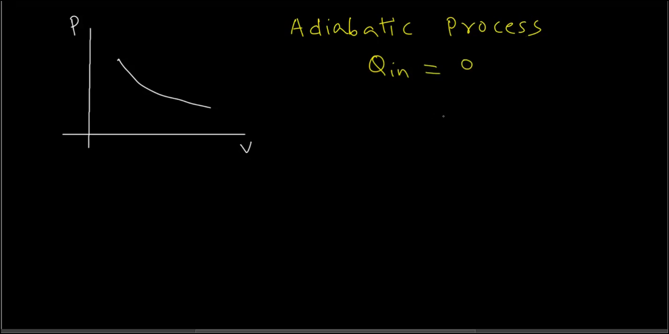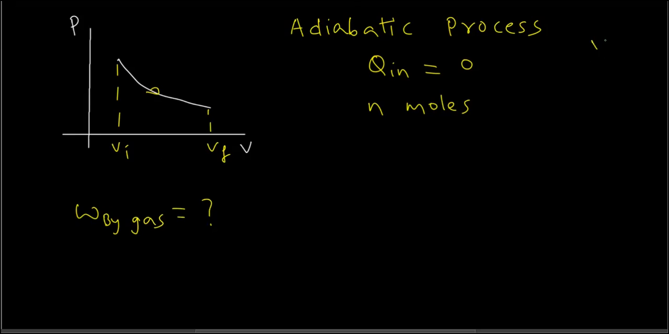That's the adiabatic process. Okay, so now if a gas, let's say n moles of an ideal gas, goes from, let's say, initial volume to final volume. Now can you find the work done by gas here? Find the work done by gas. And you can use the ratio of molar specific heats, gamma. You can express the answer in terms of gamma, n moles.